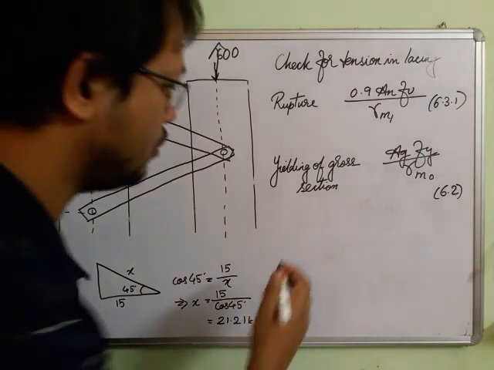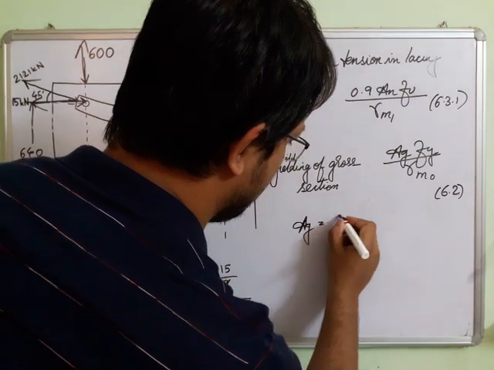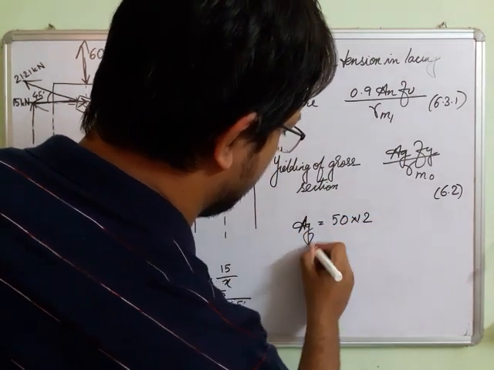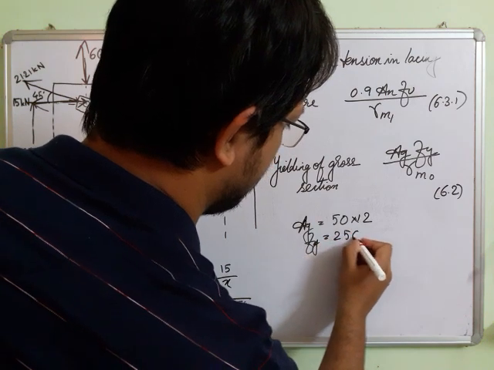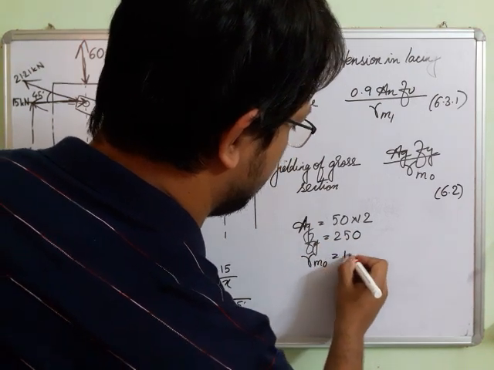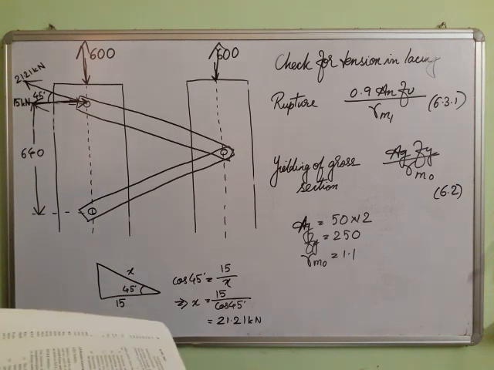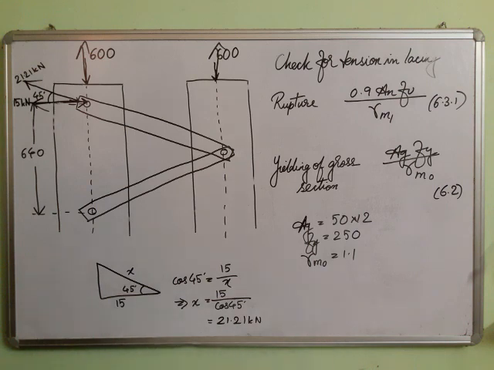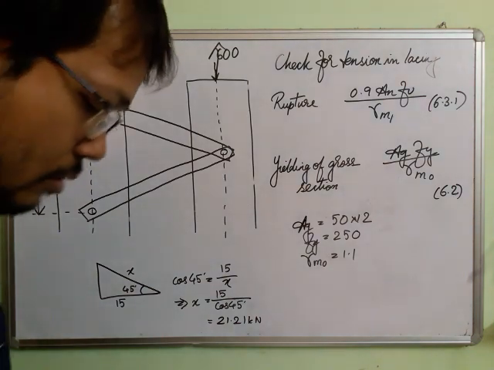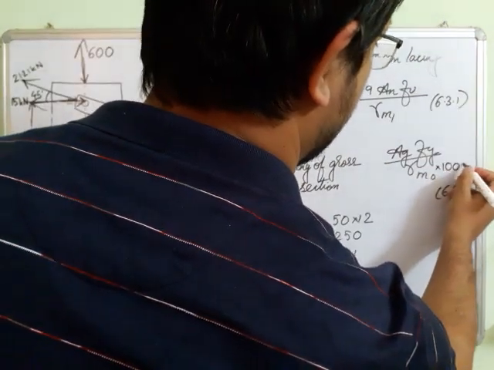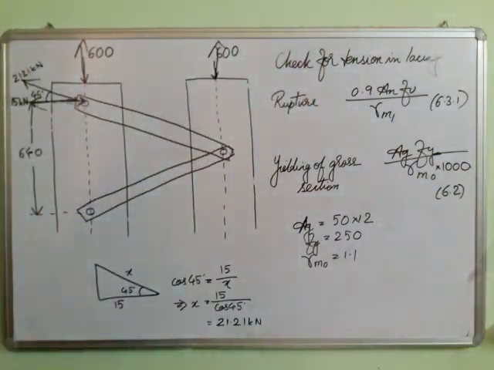For yielding of gross section, gamma m0, you can get it from the IS code. It is there on page number 30, serial number 1, IS 800, table 5. So you put this value. Also, you divide it by 1000.